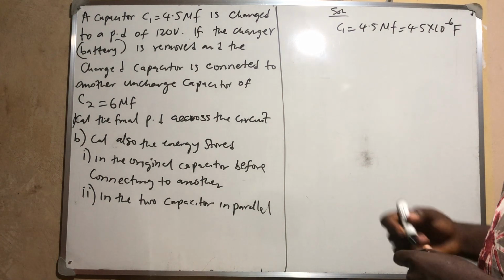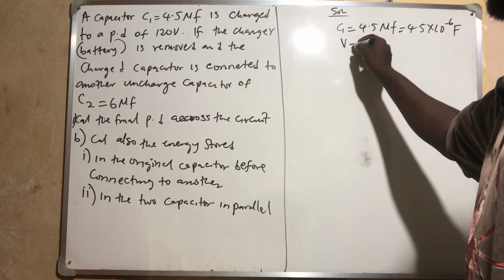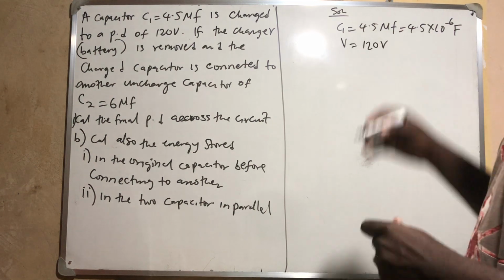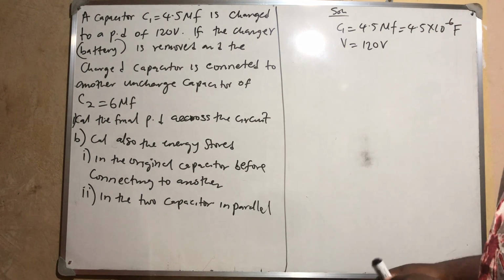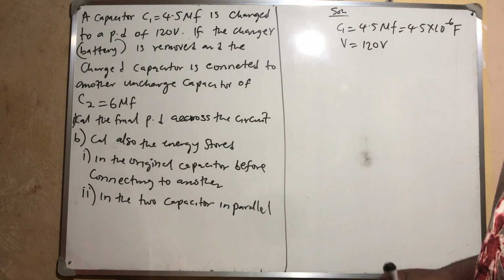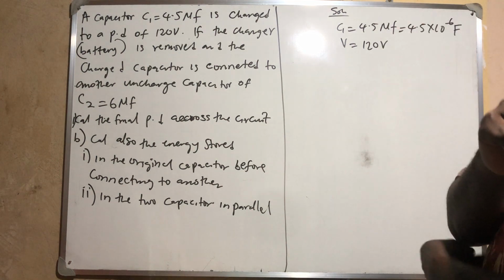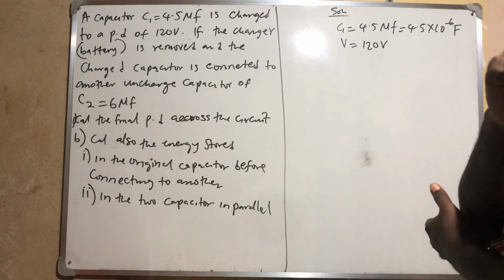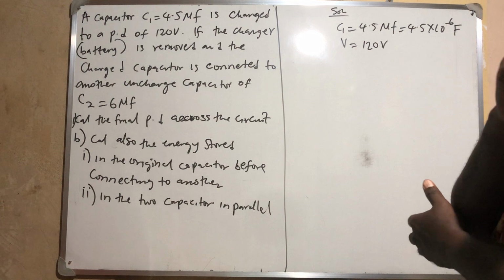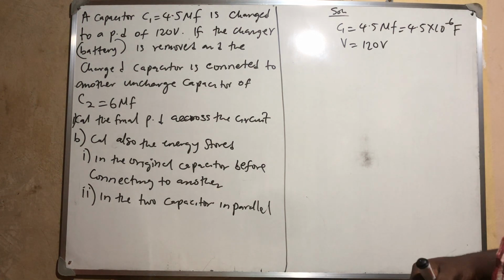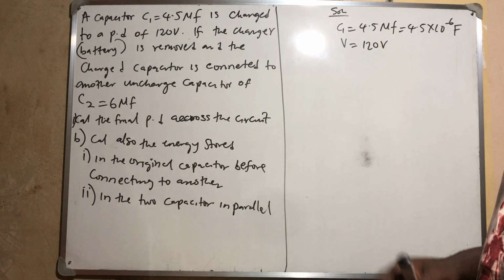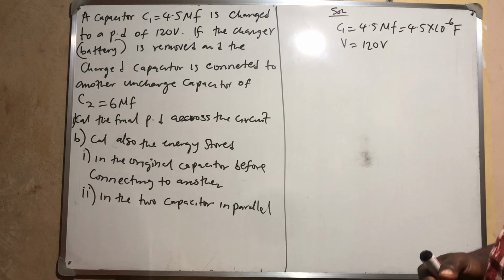is charged to a potential difference. They gave us the potential difference as 120 volts. And if the charger, that's the battery, is removed and the charged capacitor is connected to an uncharged capacitor of 6 microfarad, calculate the final potential difference across the circuit.